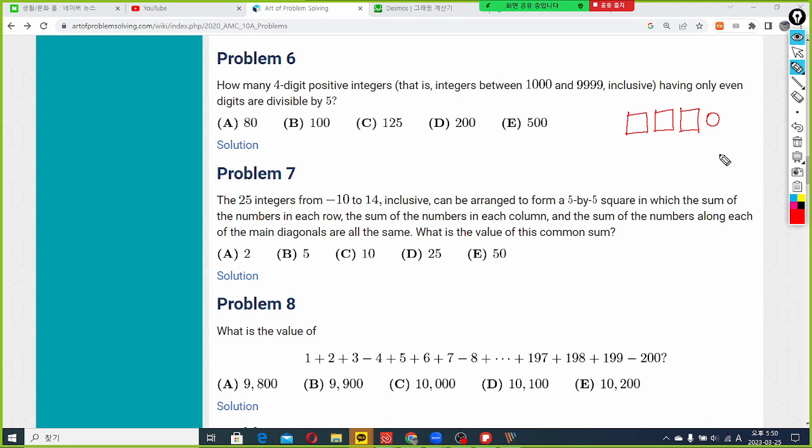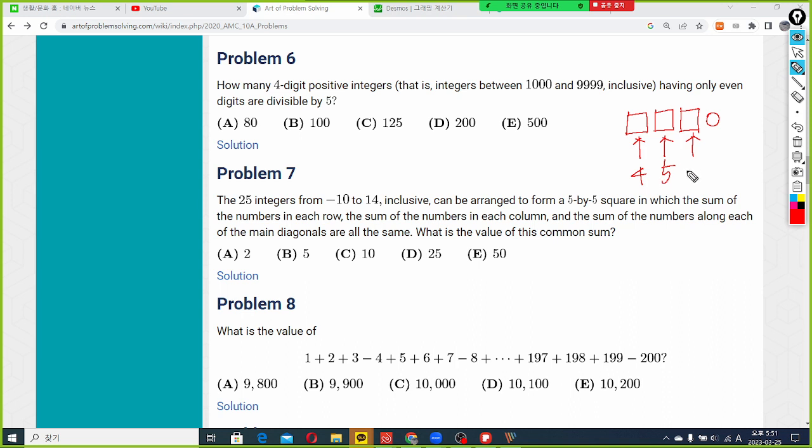And how many even numbers are possible for the first position? How many possible numbers? 4. And for the second position, how many even numbers are possible? 4 again? Oh, no, sorry, 5, because 0 too. And for the last position, 5.